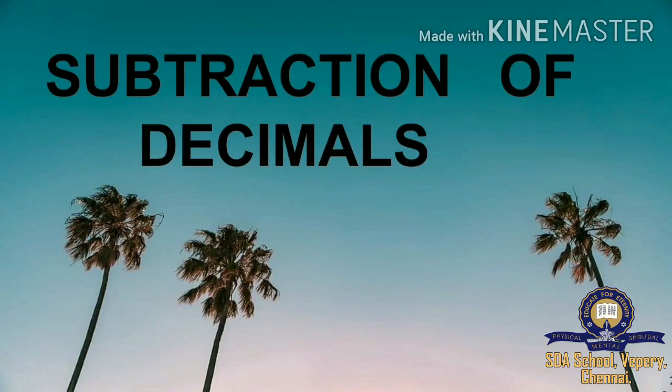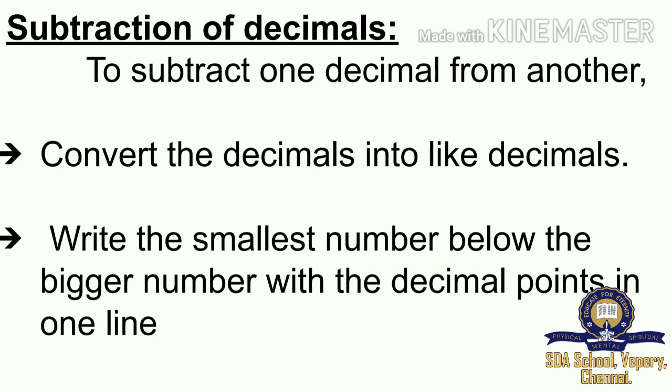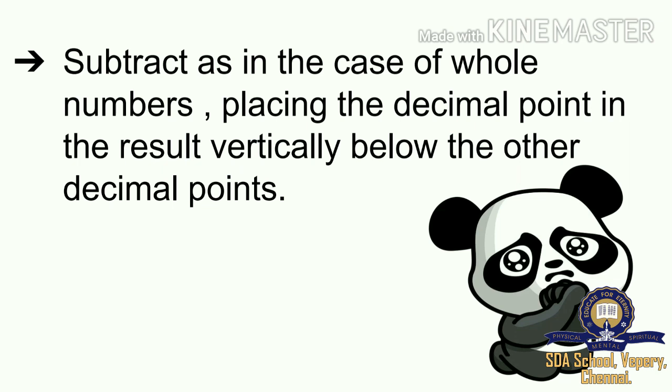Subtraction of decimals. To subtract one decimal from another, convert the decimals into like decimals. Write the smaller number below the bigger number. You should place the bigger number first, and second you should write the smaller number with the decimal point in one line. Subtract as in the case of whole numbers, placing the decimal point in the result vertically below the other decimal points.